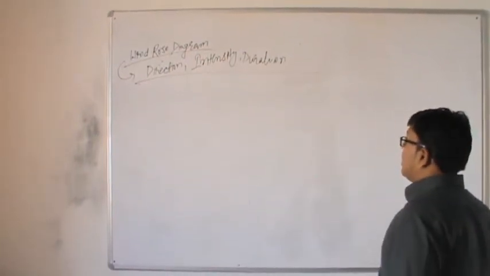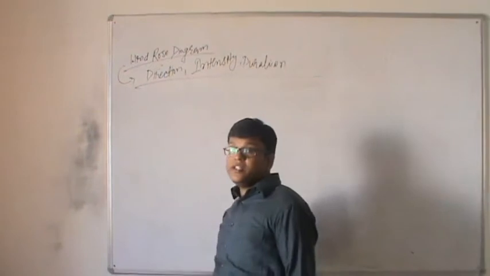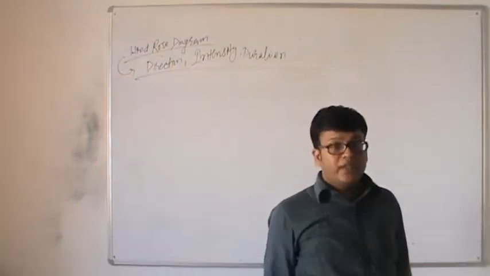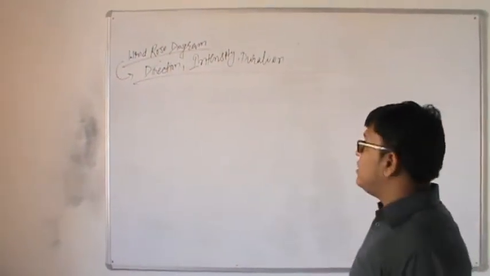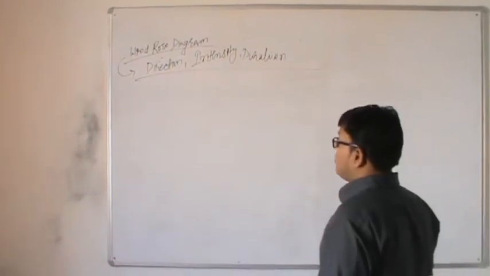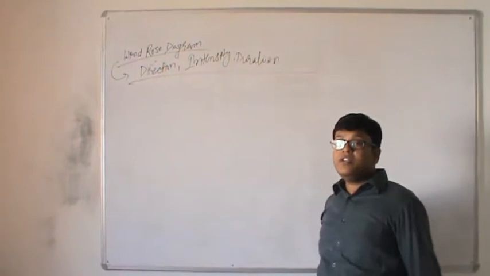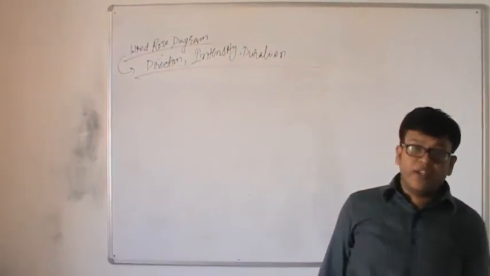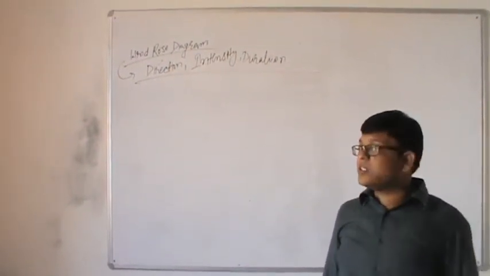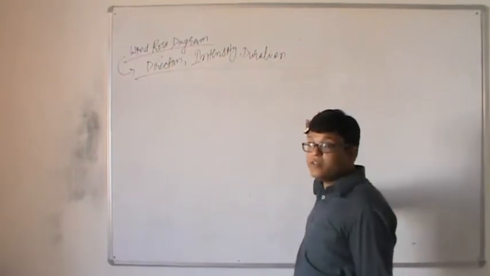Wind duration in a specified region over a certain period of time. That is the wind rose diagram. What is it? It is the diagram which gives information about the wind direction, wind intensity, as well as the wind duration of a specified region over a certain period of time. That is nothing but the wind rose diagram.